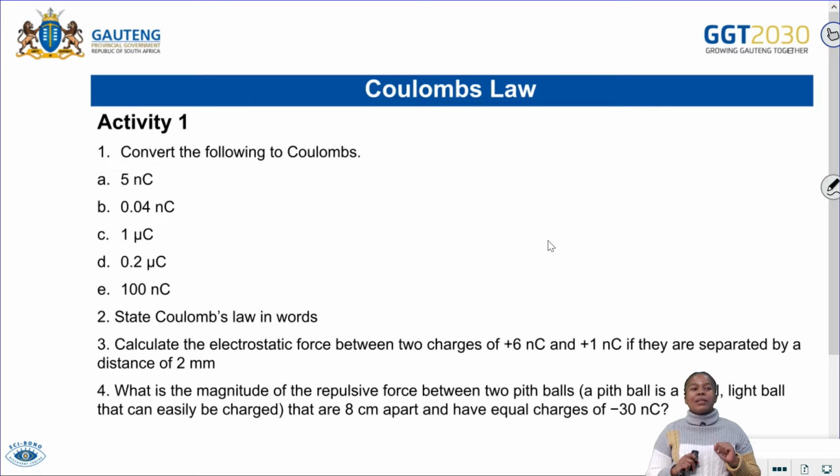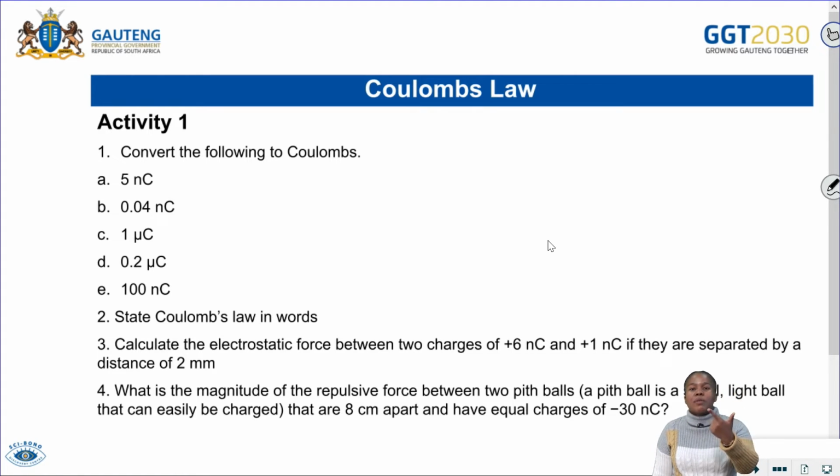It says calculate the electrostatic force between two charges, positive 6 nanocoulomb and plus 1 nanocoulomb, if they are separated by a distance of 2 millimeters. There are a lot of things that are wrong there. There are a lot of SI units that I presented to you that shouldn't be there. So I want you to know how to convert them into proper SI units.